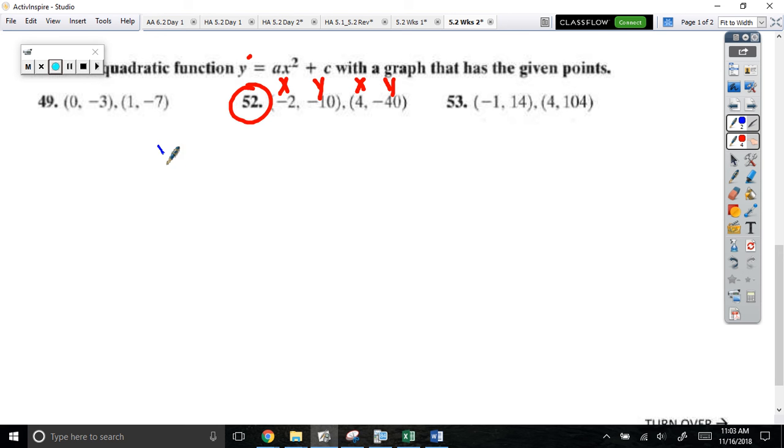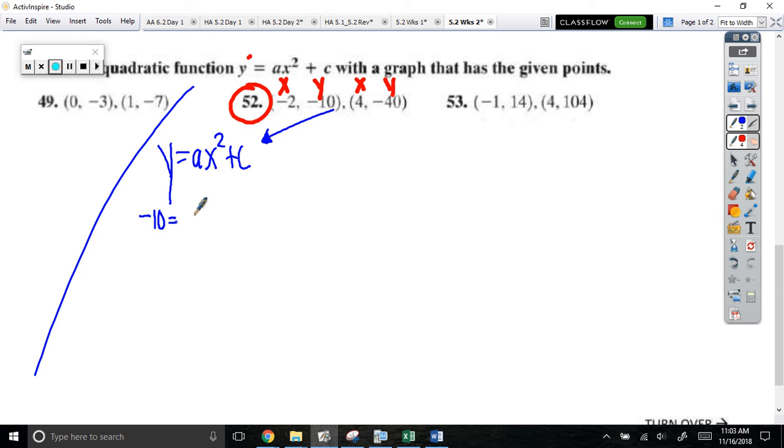So we'll start out, I'm going to take up a lot of room here. y equals ax squared plus c. I'm going to plug in this point. So we'll get negative 10 equals a times negative 2 squared plus c. Okay, perform our order of operations, exponents. Negative 2 squared is 4. Now again, instead of putting a4, write it as 4a plus c.